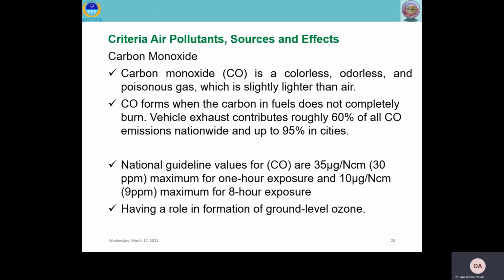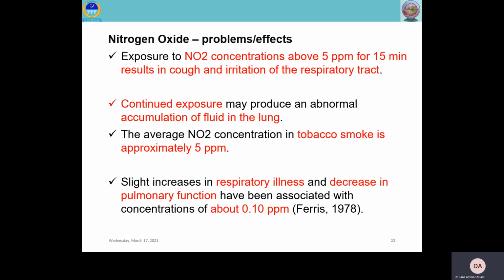The next major pollutant is carbon monoxide. But before going into detail about carbon monoxide, I want to add some more information about nitrogen oxides.